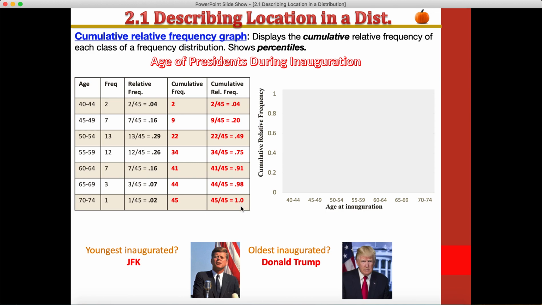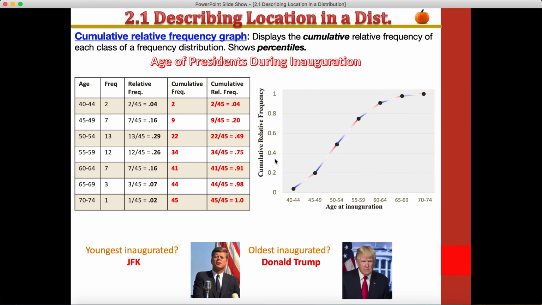So here's something that makes sense. The oldest person during inauguration is at the 100th percentile. You can see that it grows every step of the way. Every bar is greater than the previous one. And remember, this is the generalized version of quartiles when we were making box and whisker plots. Like here's Q3, about halfway through the 55 to 59 box. This is almost the median, between 50 and 54.